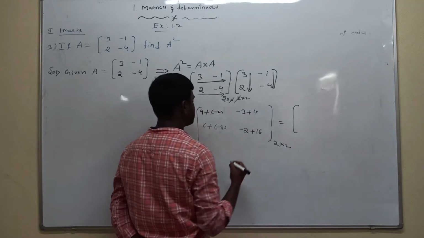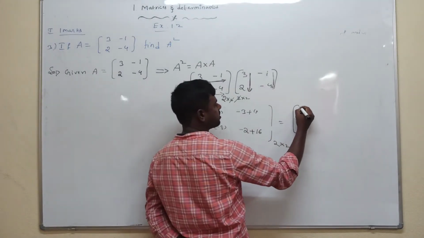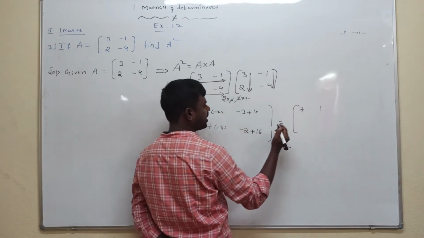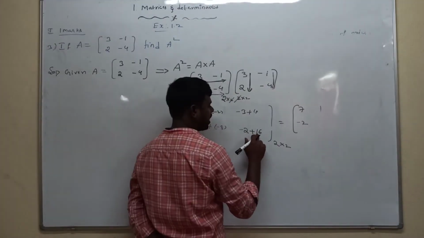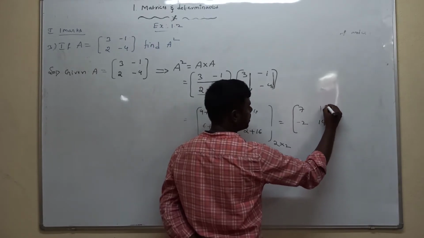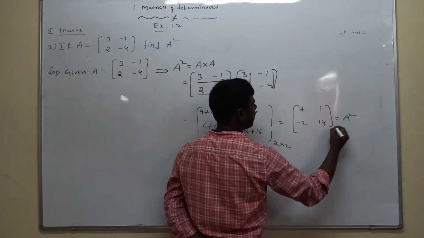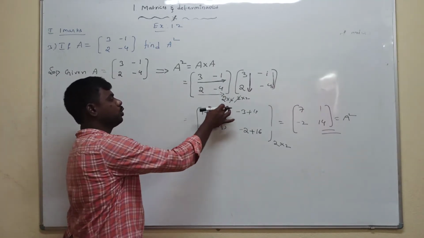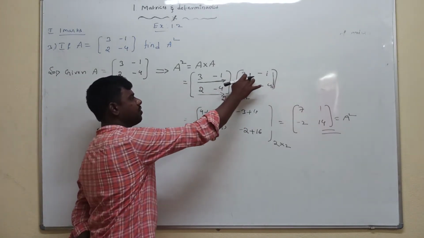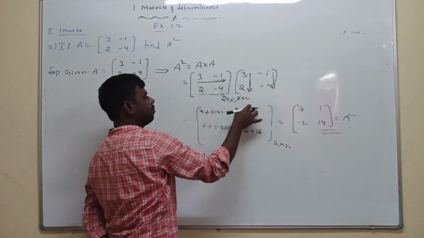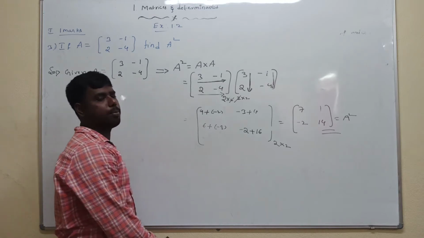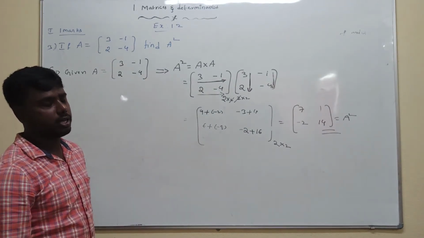Finally we got A square: 9 minus 2 is 7. Minus 3 plus 4, that value is 1. 6 minus 8, that value is minus 2. Minus 2 plus 16, that value is 14. This is the A square matrix. So like this in the product of a 2 by 2 matrix we get first row first column, first row second column, second row first column, second row second column. This is the process of finding the product for A square.